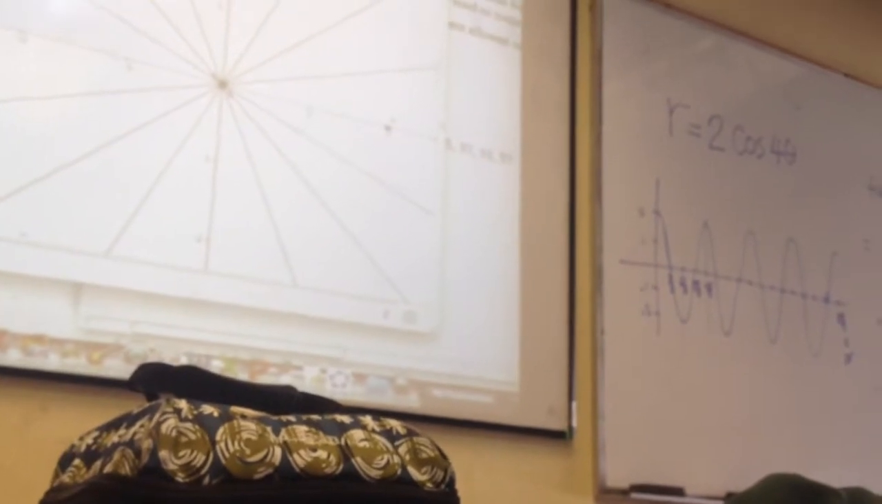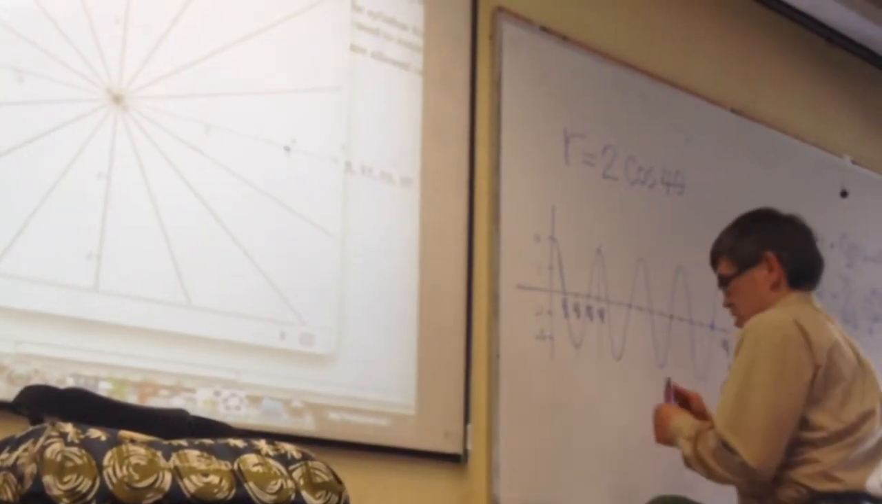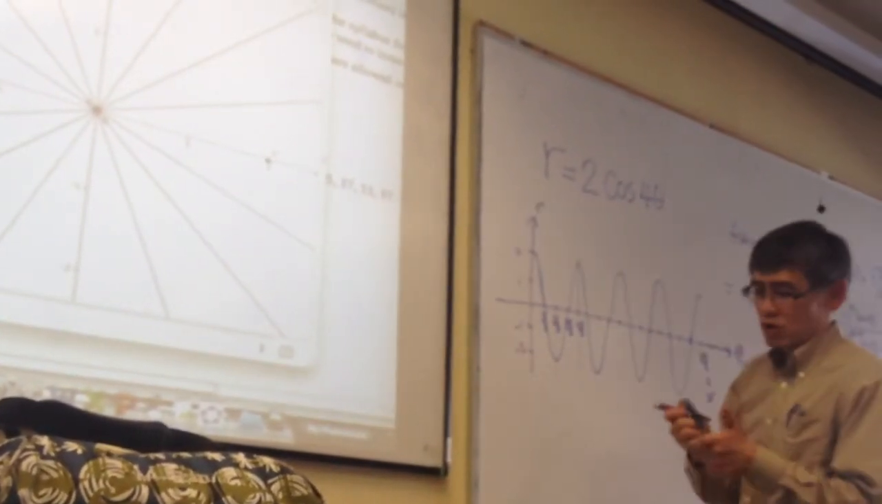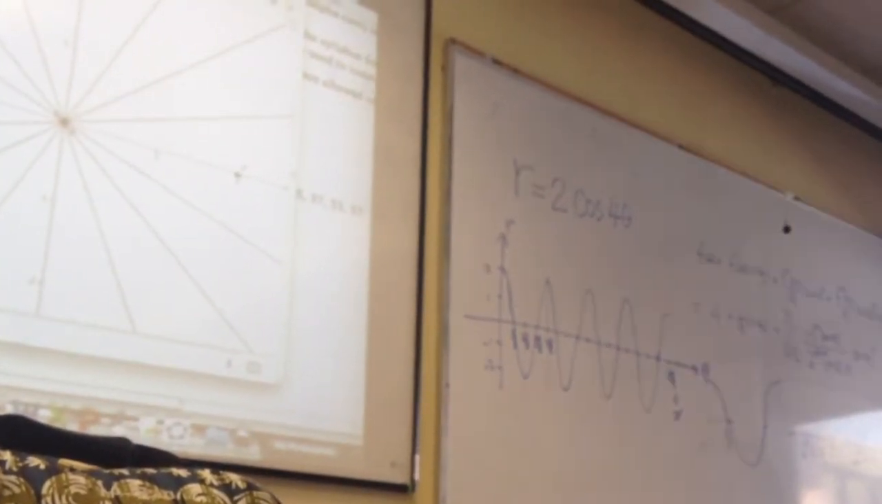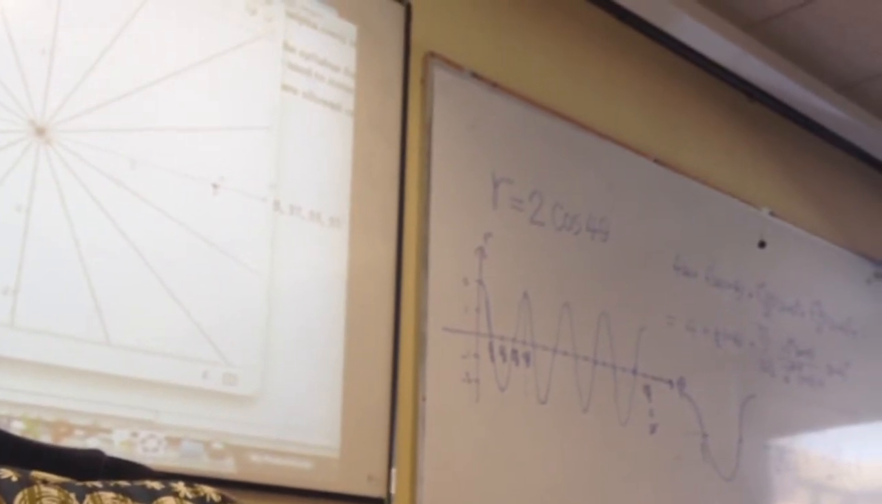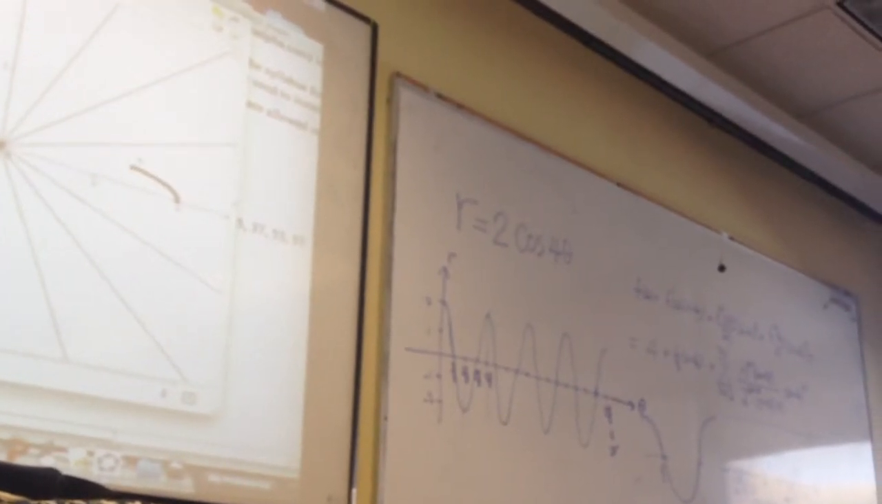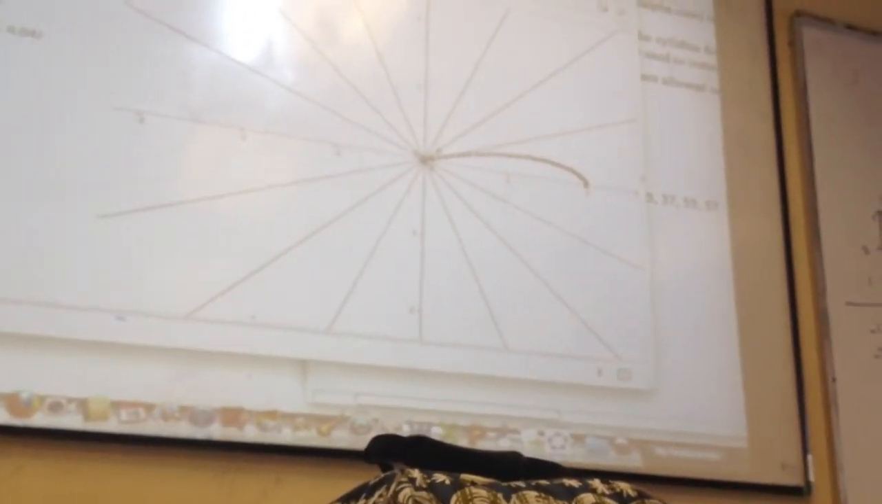2 cosine 4 theta. Okay, so this is a preliminary drawing, in an attempt to understand how r is controlled by theta. So let's say theta goes from 0 to pi over 8. 0 to pi over 8, what happened? It does this. Does that make sense? What happened?